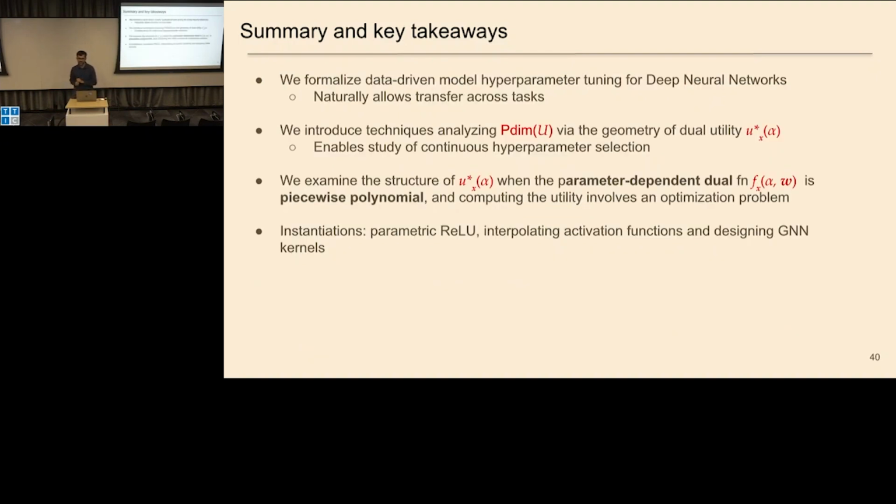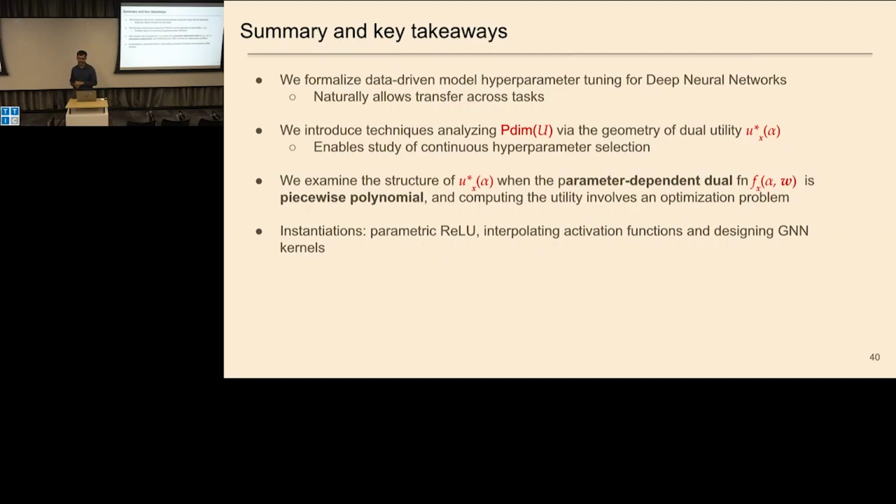In the specific context of deep networks, we formalize this data-driven model of hyperparameter tuning, which naturally captures transfer across tasks. We analyze techniques for analyzing the pseudo dimension by using the geometry of the dual utility function. In particular, it allows continuous hyperparameter selection, which a lot of previous techniques don't even handle, like grid-based or bandit-based approaches that typically work with discrete hyperparameters. And we examine the structure of U star, your dual function that you care about, by analyzing this parameter-dependent dual. Because we know structural properties about it, that's the key technique here.